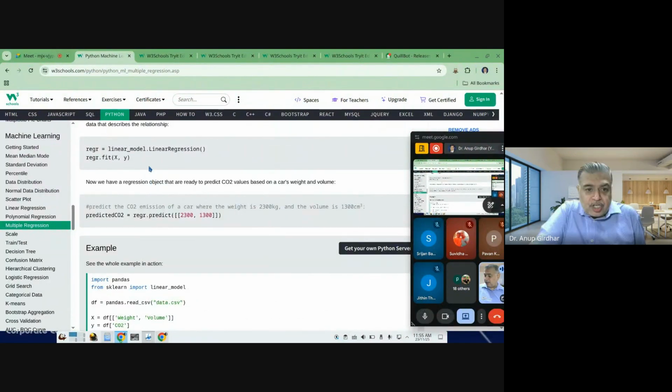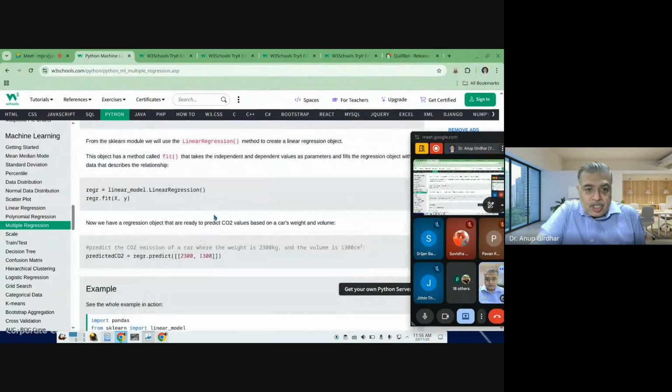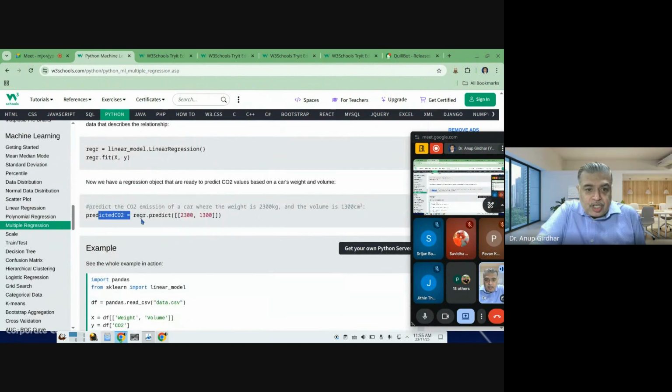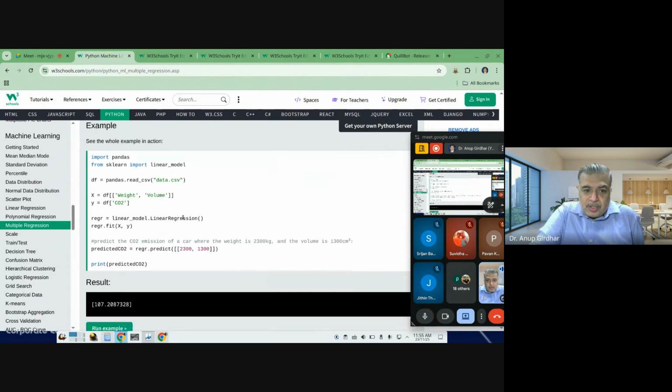Under this criteria, you can see we have the concept of predictions. You can predict the CO2 emission of a car. In case these are the values, say 2300 kg as the weight, and the volume is 1300 cubic centimeters. So those are the two values: first is weight and second is volume. On that basis we are trying to predict the value. So how do we predict, and what would be the output? For that there is a code.